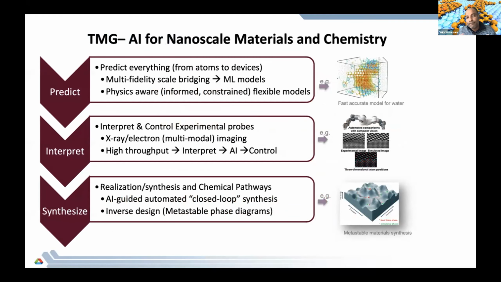So if we want to actually put our efforts in AI for nanoscale materials in chemistry, there are three broad areas that we are actually interested in. The first one is what we call predict. So we want to actually make predictions. We want to develop models and simulate everything from atoms to devices.